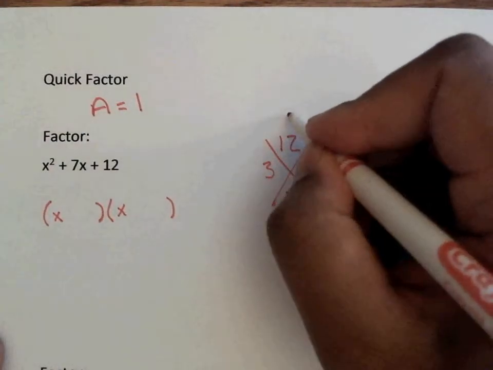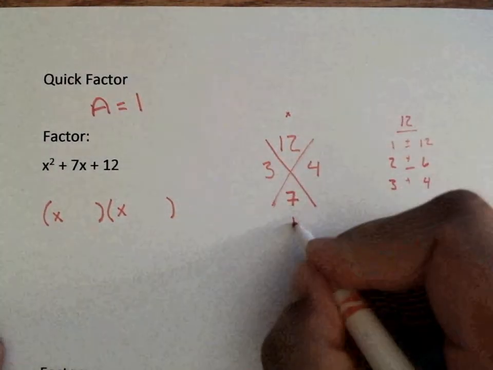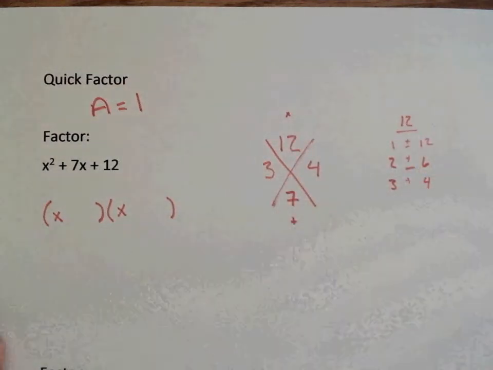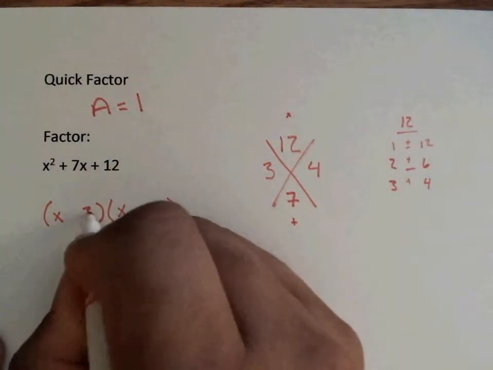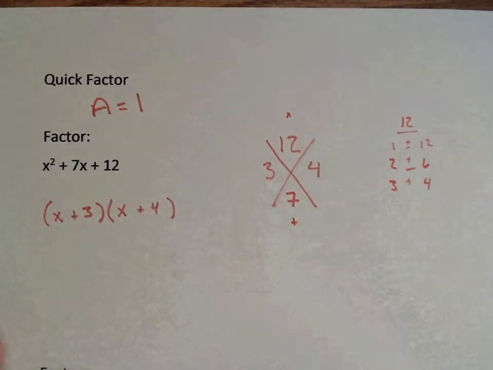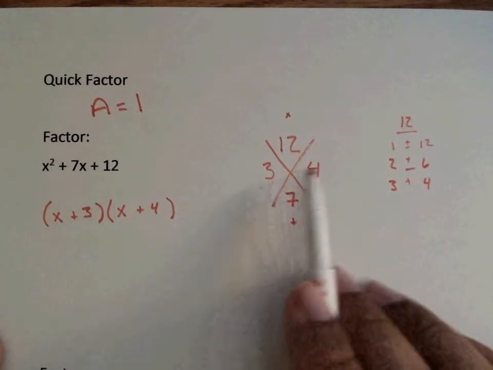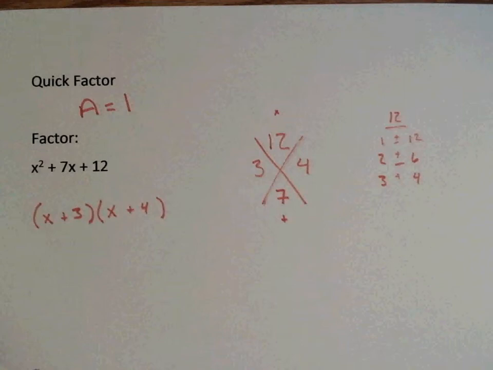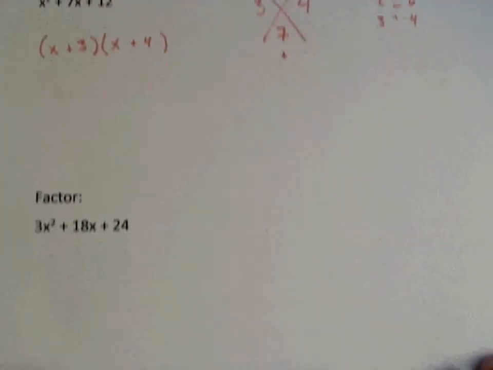And I know some of us like to go and write the times and the plus here, so we remember. So 3 times 4 is 12. 3 plus 4 is 7. So I'm going to put my positive 3 here, put my positive 4 here, and we're done with the problem. That's why we call it quick factor, because as soon as you find your two factors, you can just plug them in. So let's do another one.